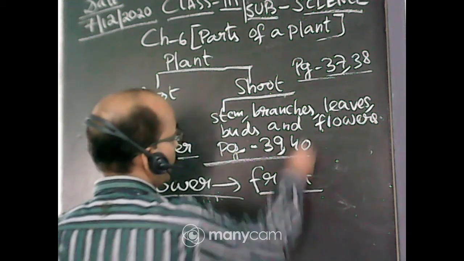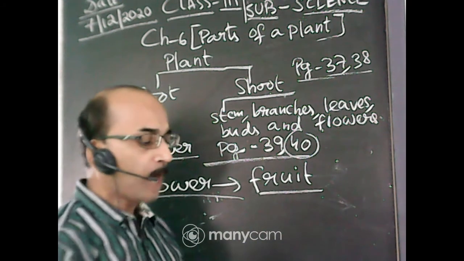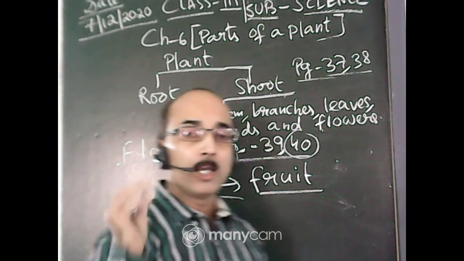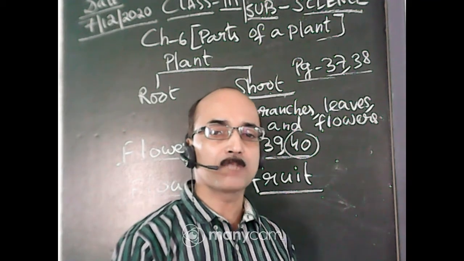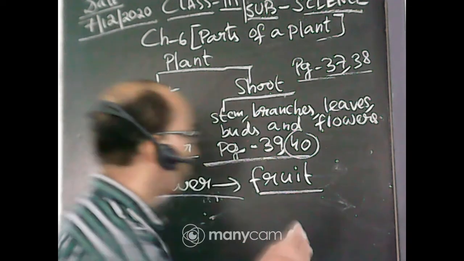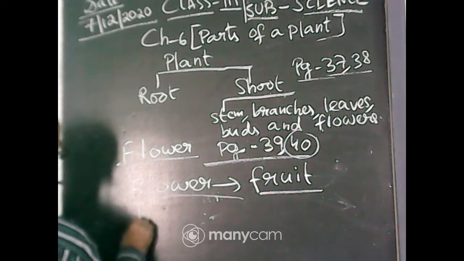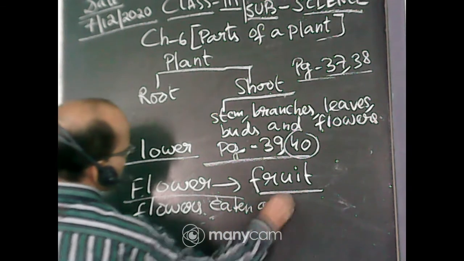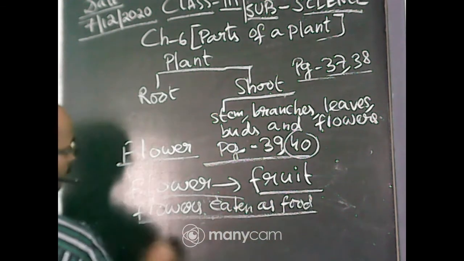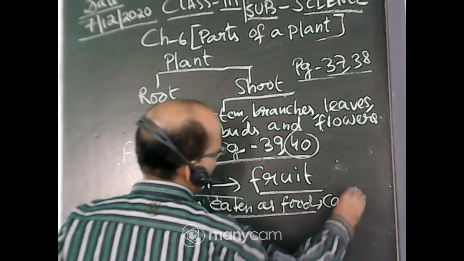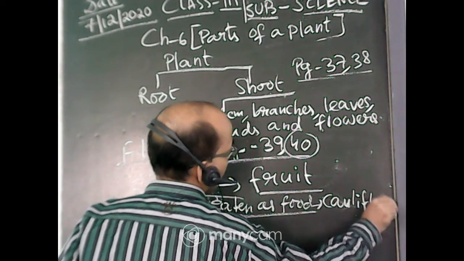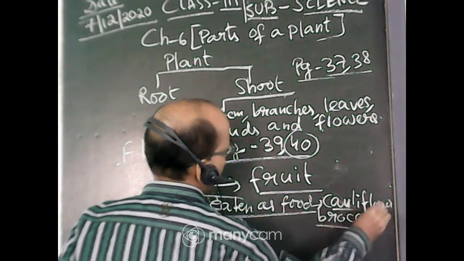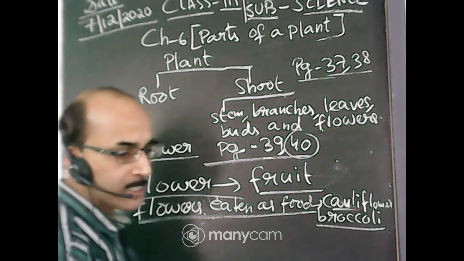I have told you page number 40. Flowers of cauliflower and broccoli are eaten as food. So some flowers which are eaten as food are cauliflower and broccoli. So what are those? Cauliflower and broccoli. These flowers we are eating as food.